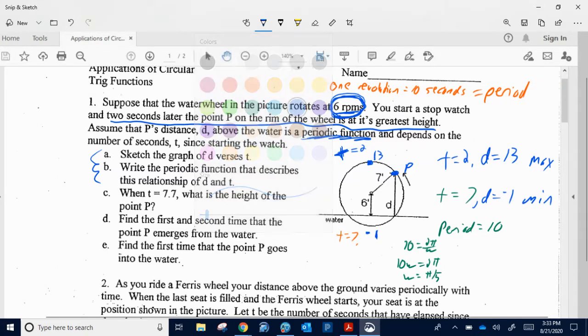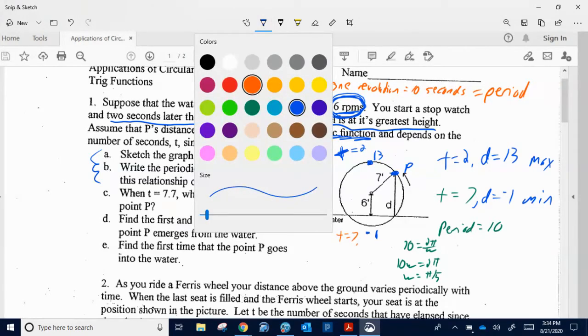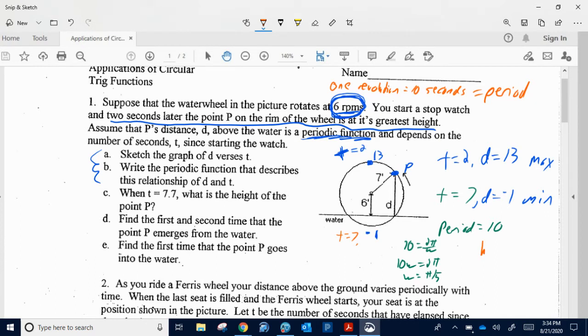The vertical shift, the H value, is always the middle of that y-axis. Well, the height, the middle of this wheel is at 6. 6 feet is representing the midpoint of our wheel. Amplitude is how much you stretch above or below the middle. Well, that's the radius of this problem. We're moving 7 feet up and 7 feet down. That's an amplitude of 7. Height 6, amplitude 7. Period is 10 seconds. W value is pi over 5.